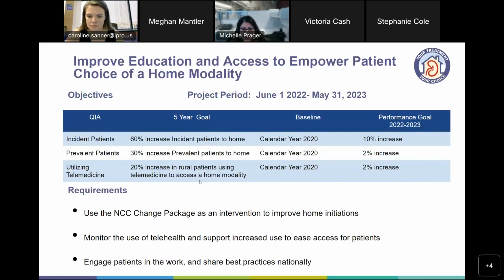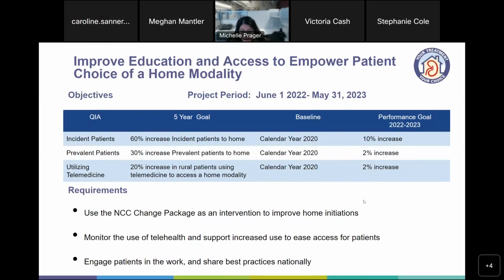As Caroline talked about, we are contractors for CMS, and these are our goals to get patients on a home modality. This table shows our goals. The 5-year goal for incident patients, meaning patients starting directly on home, is 60%. In our current year, the performance goal is 10%. And then for prevalent patients, which is transferring to home modality, the 5-year goal is 30%. And the current goal is 2%.